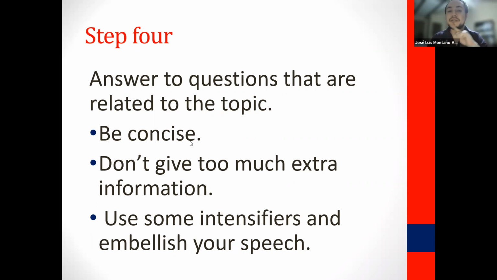Remember, to be concise. So when we get to this part, I'm going to ask you some questions, as you're going to do in the test, in case you take the Cambridge test, or just to practice. To be concise, go straight to the points, not a lot of extra information for that answer, and use intensifiers, some emphasizers, and embellish your speech.